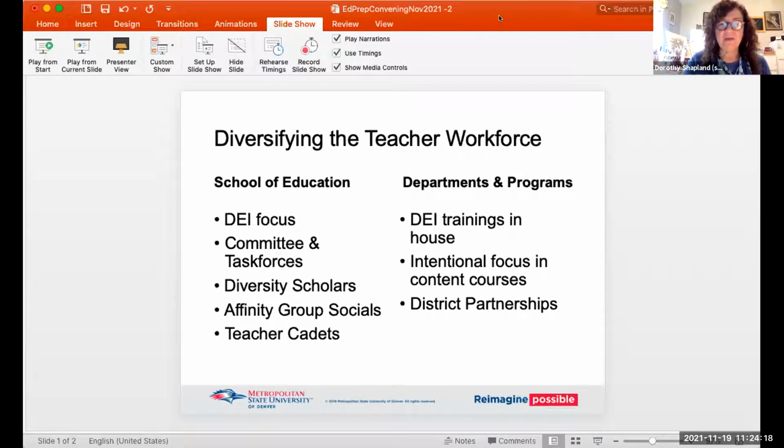So in just following through the same things that Dr. Hu was talking about, level one is really starting with ourselves. So within the School of Education and within departments and programs, we're doing this work. We have within the School of Education a DEI focus. We have a statement that we've all worked on and agreed upon, and that's a place where we start at that individual level. And then within each of our committees and task forces, we continue to bring this work forward.